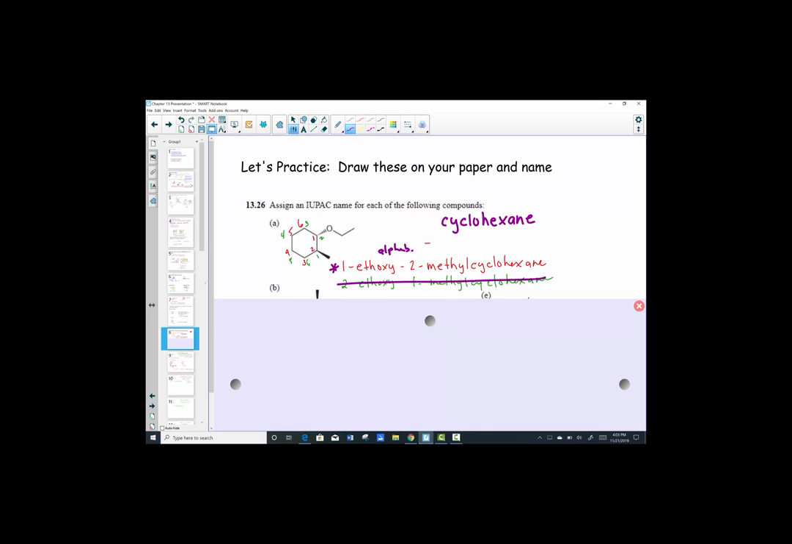Now, the last thing you want to check before you say done: are there any chiral centers? And if so, we've got to name them. And this is good review from chapter 5. I actually noticed that we have 2 chiral centers here. Can you find them?